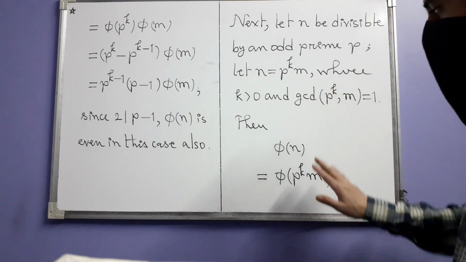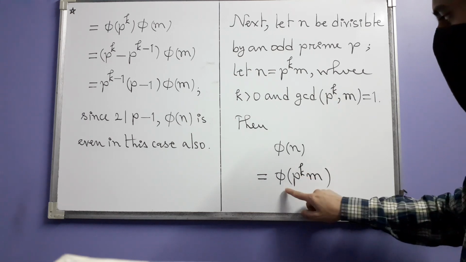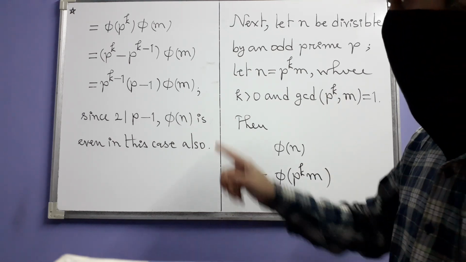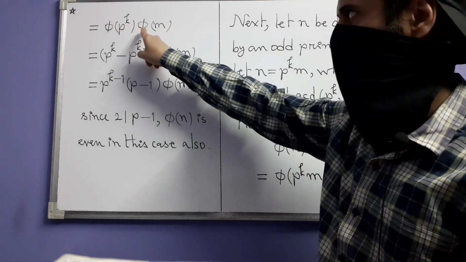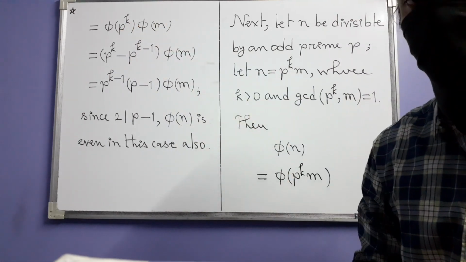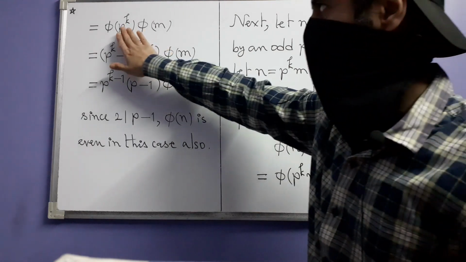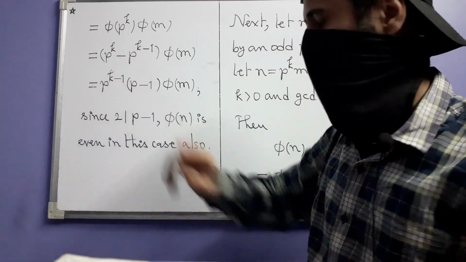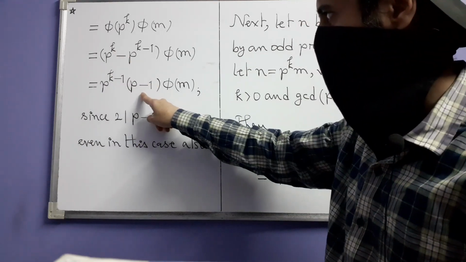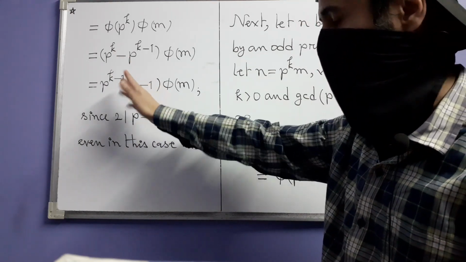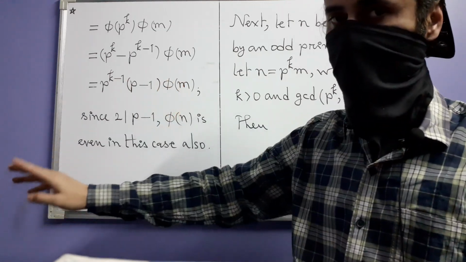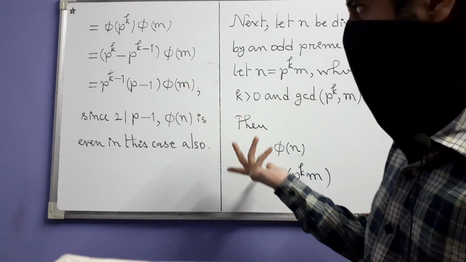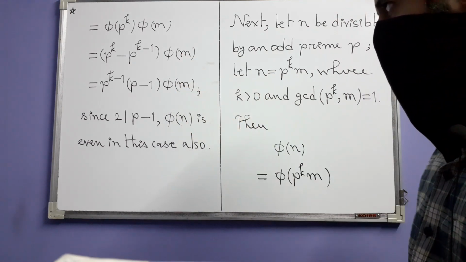So we then calculate phi of n, which is phi of this. Because p to the power k and m are relatively prime, that becomes phi of p to the power k times phi of m, because phi is multiplicative. And this becomes this difference, from which if you take p to the power k minus 1 outside, you are left with p minus 1. Note that we are not taking p to the power k outside, but rather p to the power k minus 1. And you just keep phi of m as it is, don't have anything to do with that.